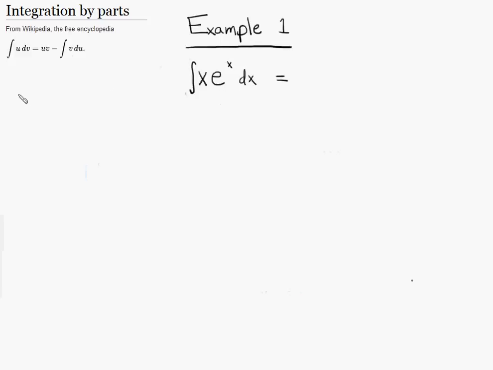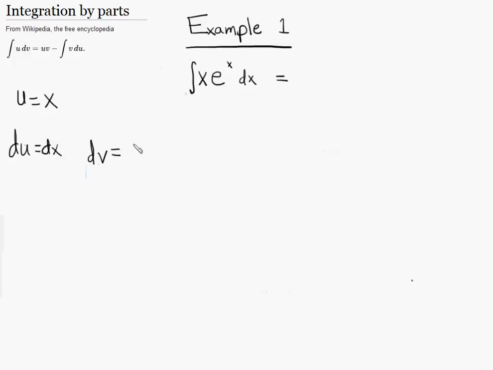So I like to make a chart off to the side, u and dv. And then u, we're going to differentiate to get du, and we want that to be simpler, so we pick x, because that'll get simpler when we take the derivative. Du will just be dx, or 1 dx.